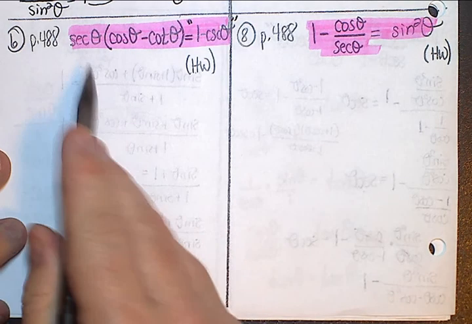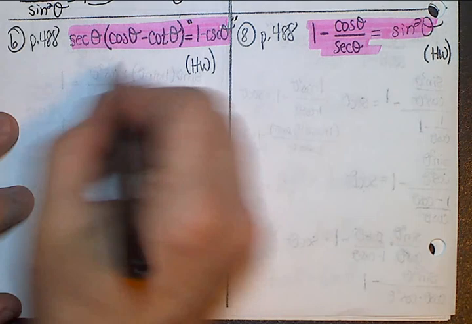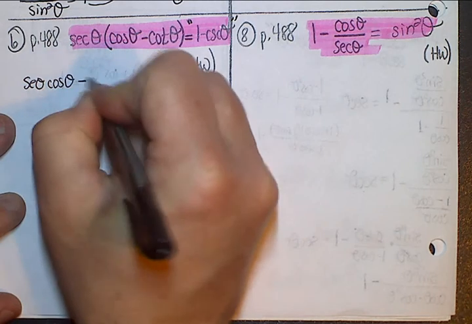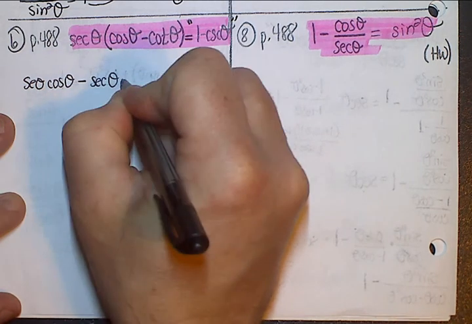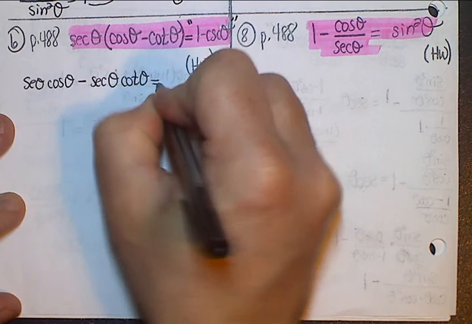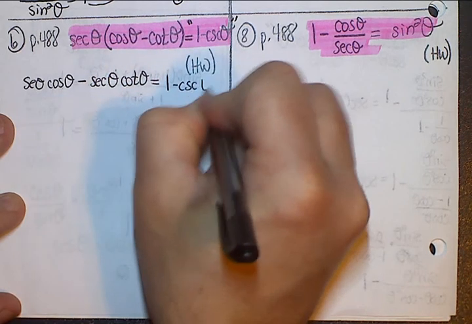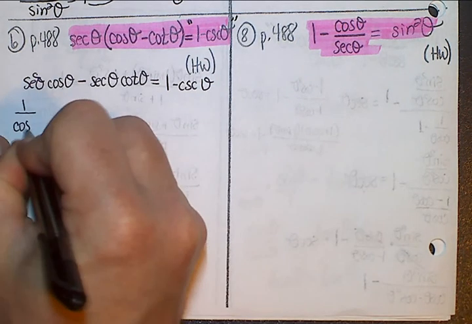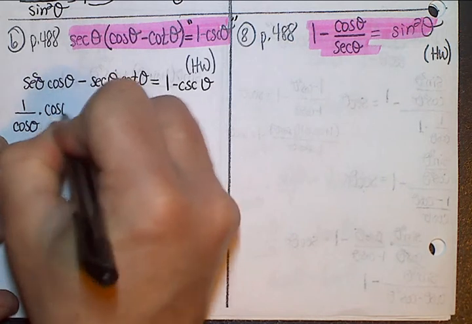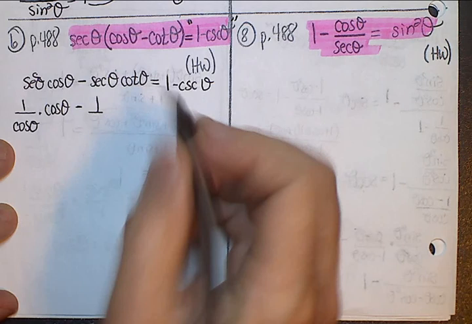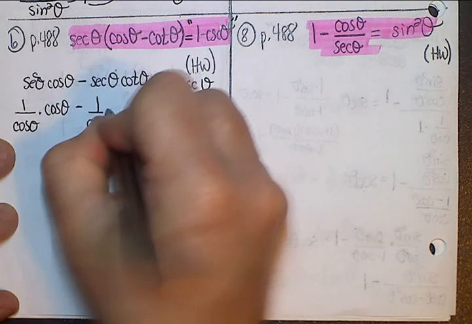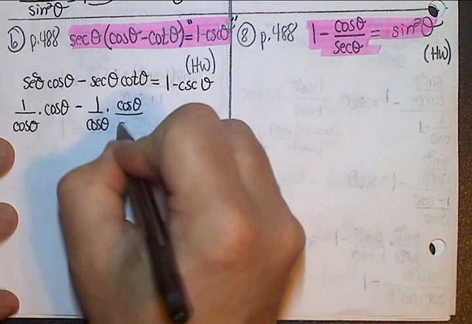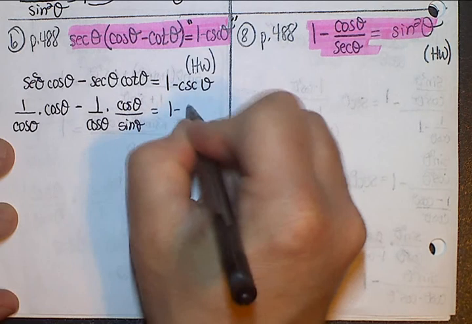I'm going to distribute the secant through before I change anything. So I'm going to go secant theta times cosine theta minus secant theta times cotangent of theta, and that needs to be 1 minus cosecant theta. Now I'm going to change it. Oh, sorry, this is secant. Now I'm going to change this. Secant is 1 over cosine, and that's going to be times cosine minus secant again, 1 over cosine times cotangent is cosine over sine, and that's supposed to be 1 minus cosecant theta.